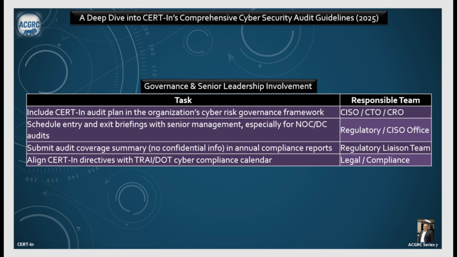Step 3 is to submit your audit coverage summary in annual compliance report. In this, you have to get your regulatory liaison team involved. The next step is to align your CERT-In directives with TRAI, which is the Telecom Regulatory Authority of India, or the Department of Telecommunications Cyber Compliance Calendar. For this, you need to loop in your legal and compliance team.